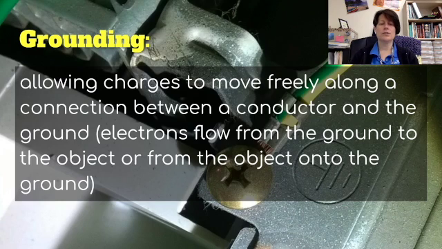A key here also is to understand what grounding is. Grounding is allowing charges to move freely along a connection between a conductor and the ground. So electrons flow from the ground to the object or from the object onto the ground. And maybe you have seen grounding wires before. That is what is happening there. It's so that you don't maybe get shocked by your appliances. There is a grounding wire that runs the electric charge from the appliance to the ground.